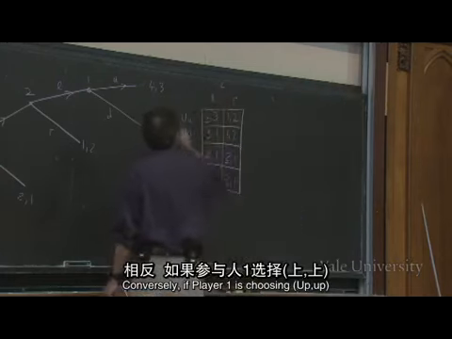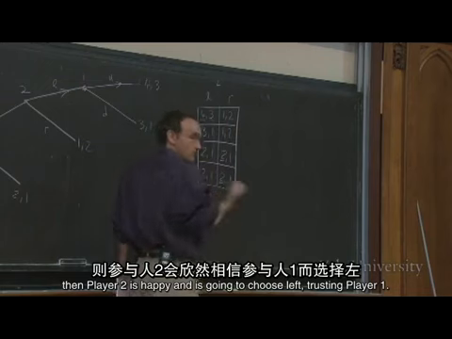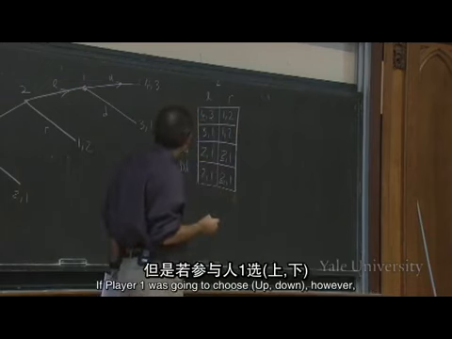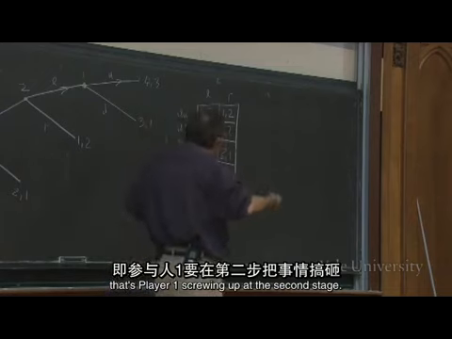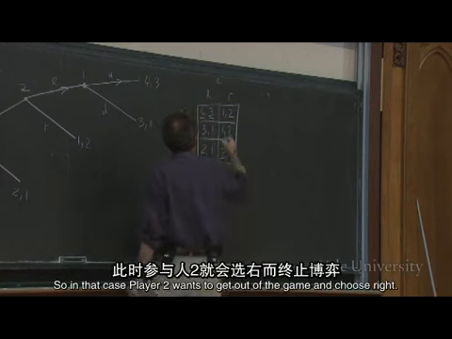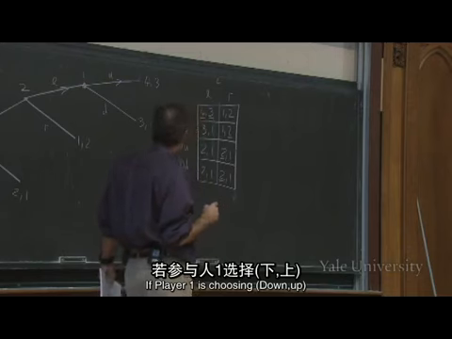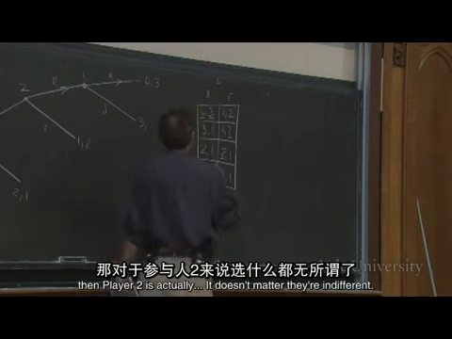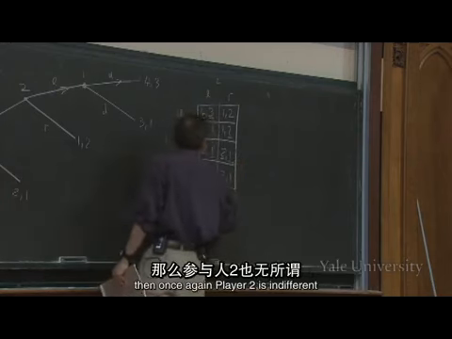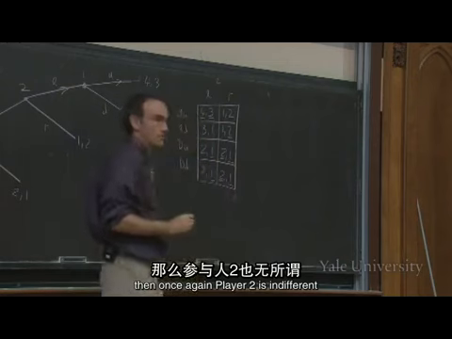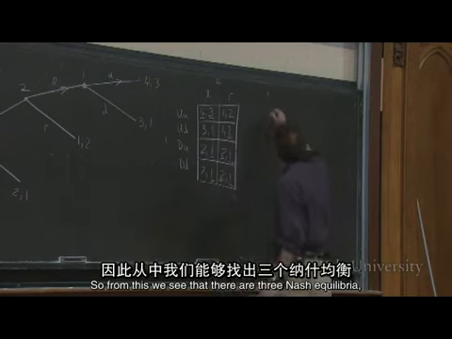Conversely, if player 1 is choosing up-up, then player 2 is happy and is going to choose left. It's trusting player 1. If player 1 was going to choose up-down, however, that's player 1 screwing up at the second stage, so in that case player 2 wants to get out of the game and choose right. If player 1 is choosing down-up, then player 2 is indifferent, and if player 2 is choosing down-down, then once again player 2 is indifferent, since they don't get to move at all. All right? So from this we see that there are 3 Nash equilibria.